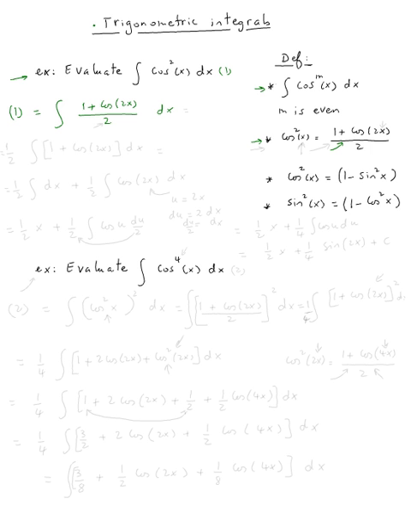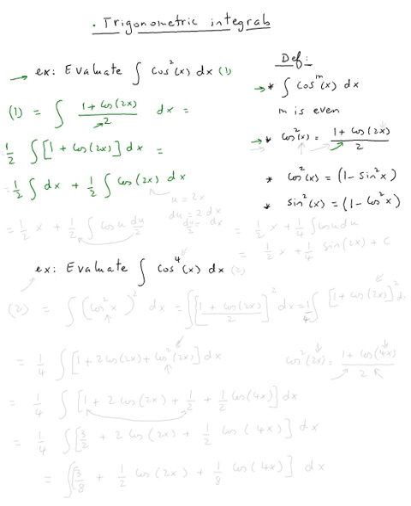Now, this 2 is bothering me. I'm going to take it outside. In other words, I need to take 1/2 outside. This is going to be equal to 1/2 integral of 1 plus cosine of 2x dx. Now just write this as two integrals. This will be 1/2 integral of 1 times dx, which is dx, plus 1/2 integral of cosine of 2x dx.